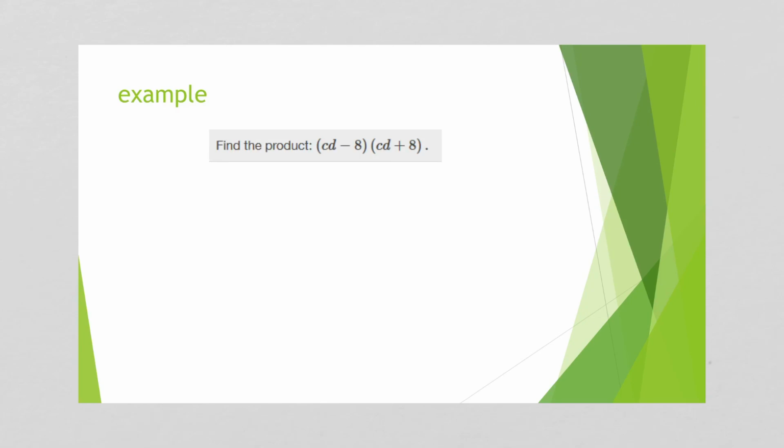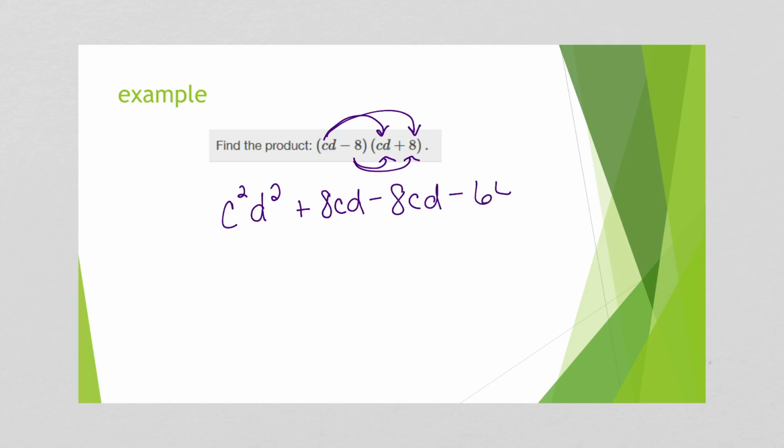Again, that and that match, yep, that and that match, but one's a plus and one's a minus, so we're good. Let's multiply. CD times CD is C squared D squared. CD times 8 is a positive 8CD. Negative 8 times CD is negative 8CD. And negative 8 times positive 8 is negative 64. Our like terms are here, and look, they're the exact same, just one's a plus and one's a minus. That means they do create 0. So C squared D squared minus 64.